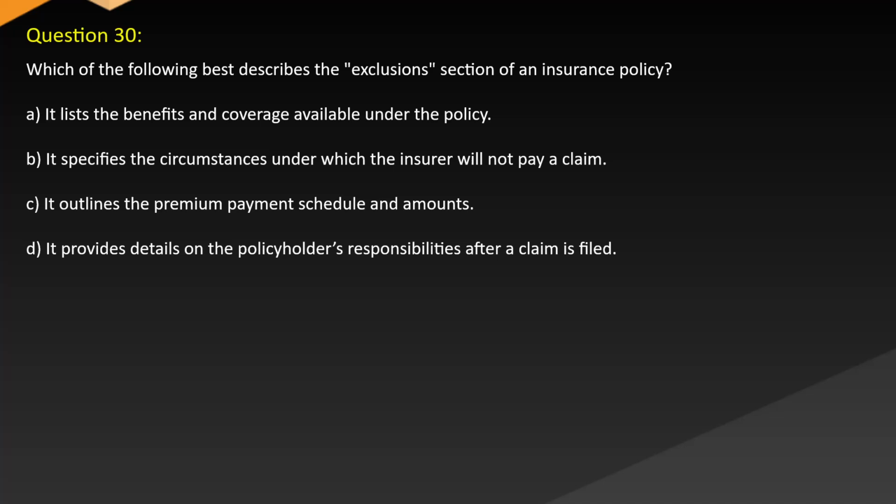Question 30. Which of the following best describes the exclusions section of an insurance policy? A. It lists the benefits and coverage available under the policy. B. It specifies the circumstances under which the insurer will not pay a claim. C. It outlines the premium payment schedule and amounts. D. It provides details on the policyholder's responsibilities after a claim is filed.